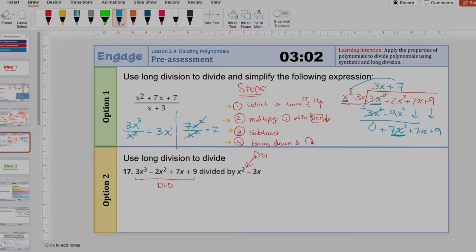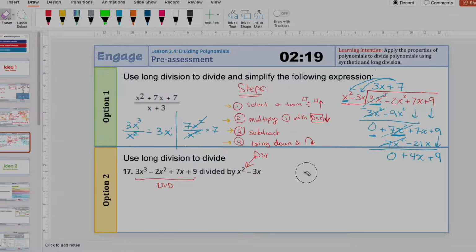Then multiply 7 times x squared, it's 7x squared. 7 times negative 3x is going to be negative 21x. And subtract. 7x squared minus 7x squared is 0. Here, 7x minus 21x. How do we do that? Just put it in the calculator. The 7 is positive. Minus from it the 21 that is negative. If you put this in the calculator, you're going to get positive 4x. And then bring down.